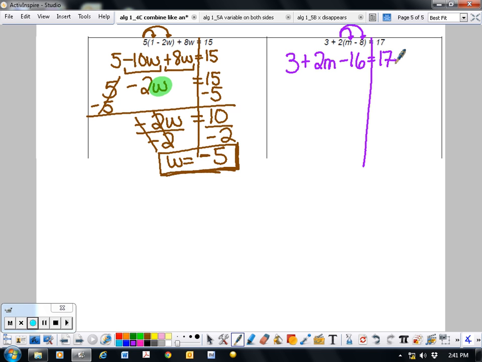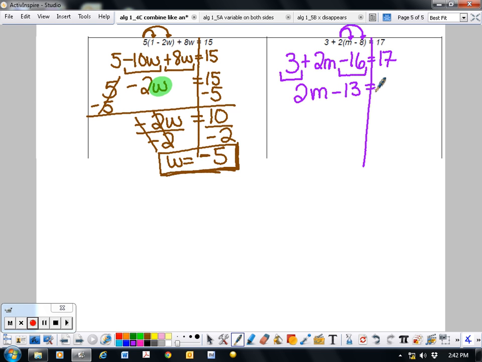But I do have what we would call 2 constants. I have the 3 and the negative 16. So we're going to combine those two because they're similar. They can combine. So what's 3 minus 16? Well, that would be negative 13. So I'm going to combine that to become the negative 13. But I still have this 2m hanging out. So 2m's here.